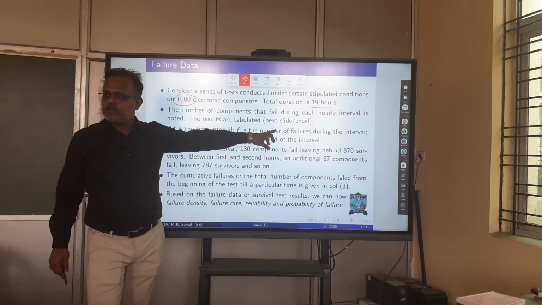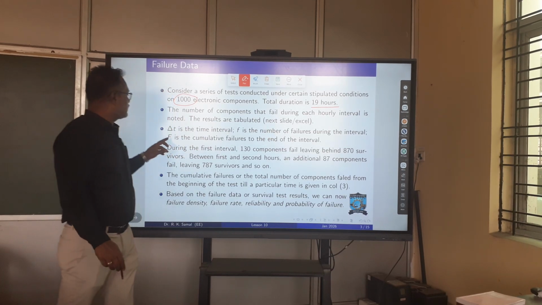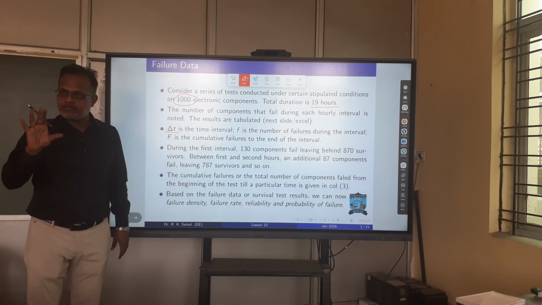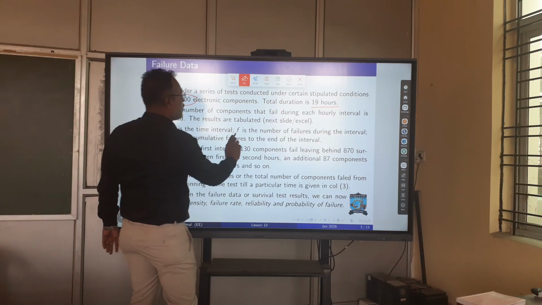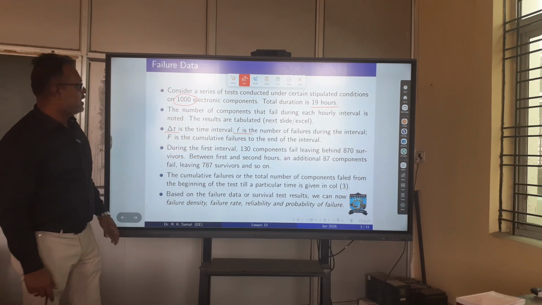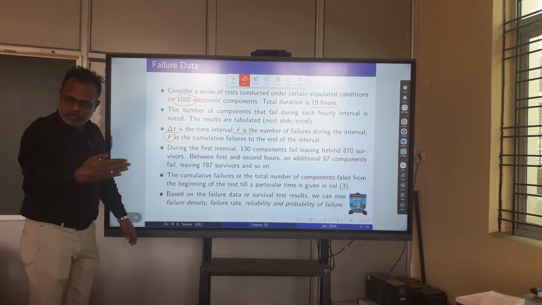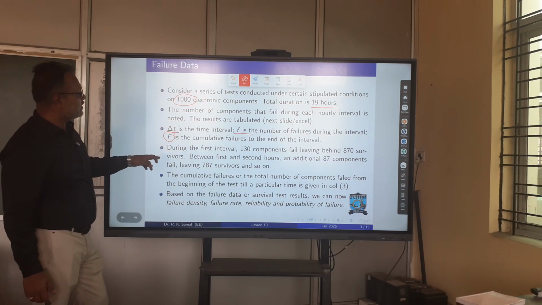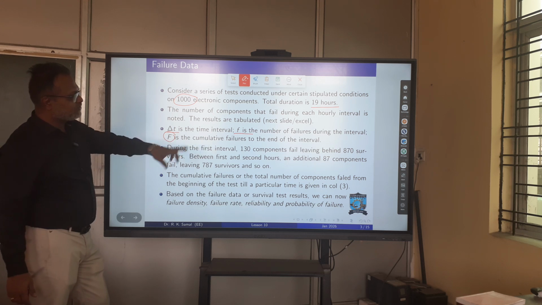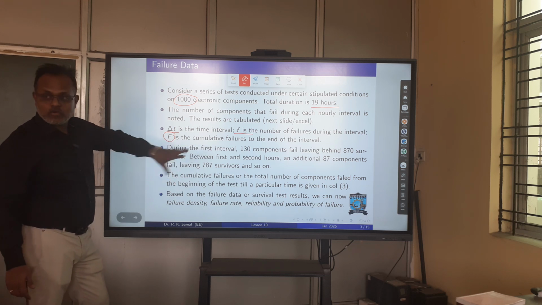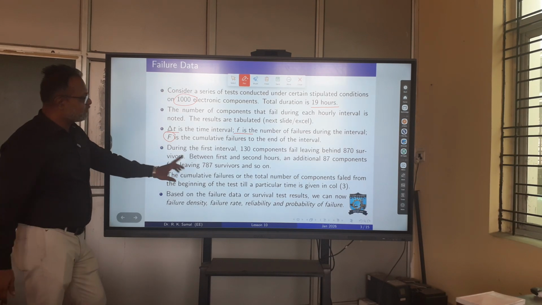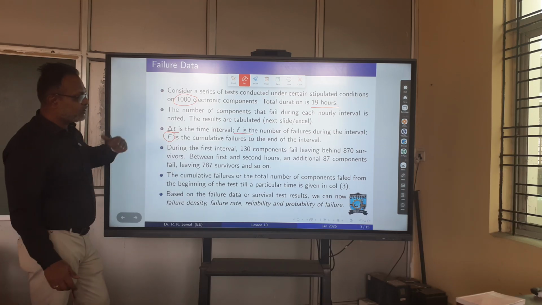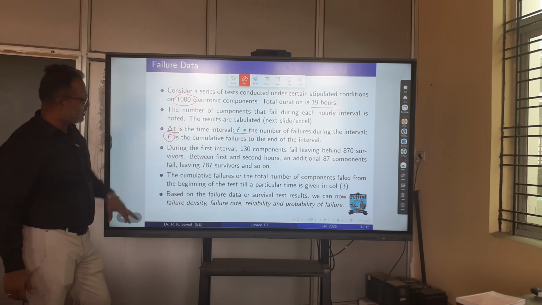I have developed an Excel sheet for this, which I will show you. Suppose delta t is the time interval, that is 1 hour; 19 hours are there, delta t is 1 hour. F is the number of failures occurring in that interval, and cumulative failures are counted up to that time. During the first interval, 130 components fail, leaving 870 survivors. In the first and second hour, an additional 87 components fail, leaving 787 survivors, and so on. The cumulative failures, the total number of components that fail from the beginning of the test till a particular time, is given in column 3. We'll see in the next slide.